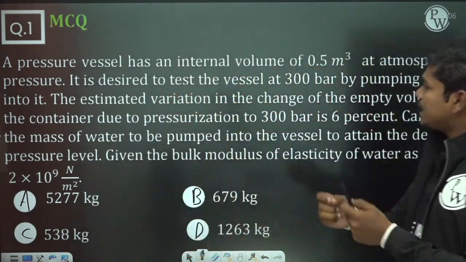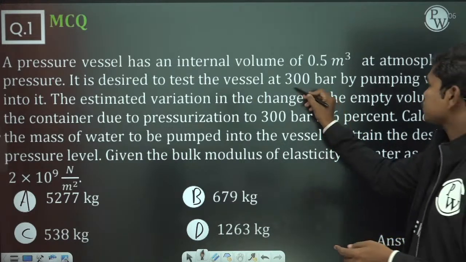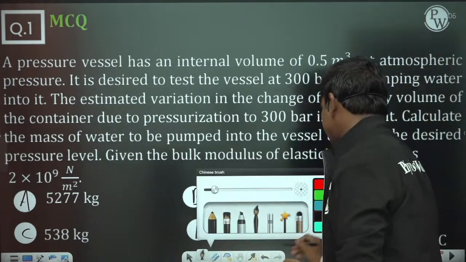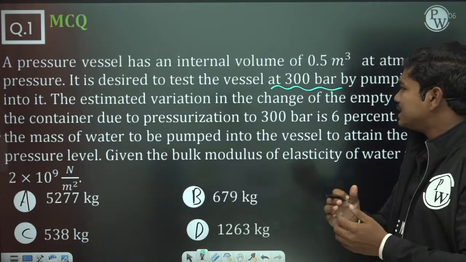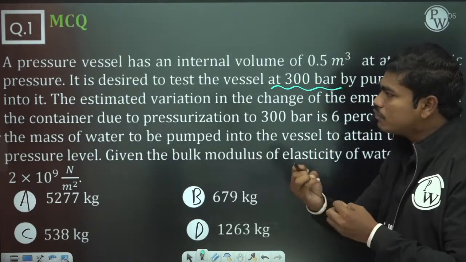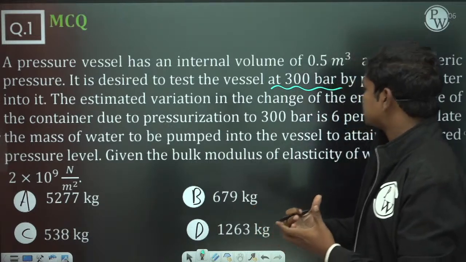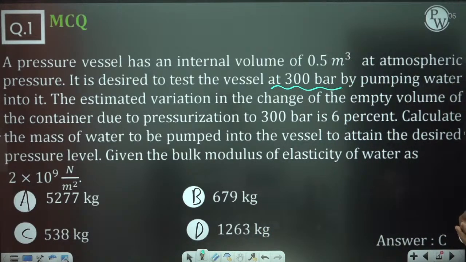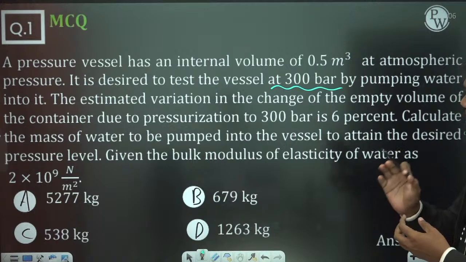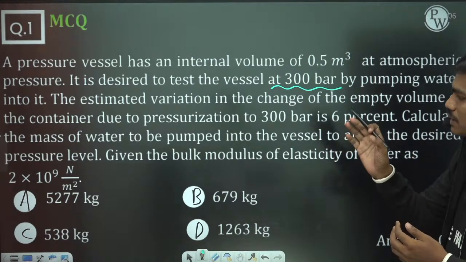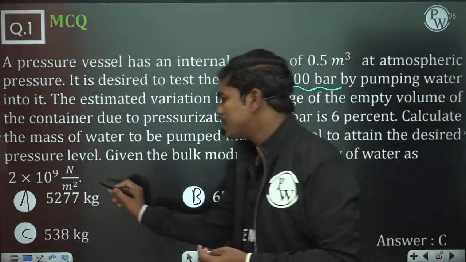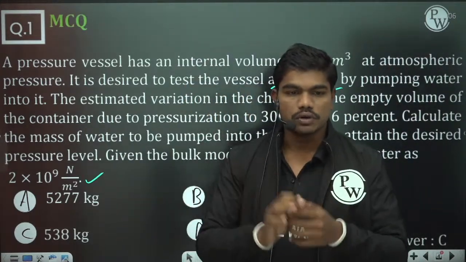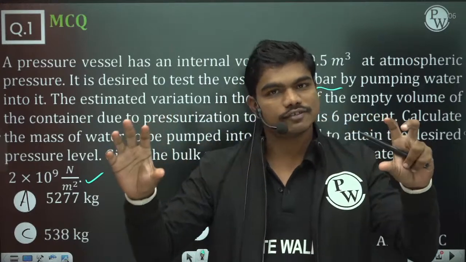Now it is desired to test the vessel at 300 bar by pumping water into it. The estimated variation in the change of the empty volume of the container due to pressurization to 300 bar is 6%. Calculate the mass of the water to be pumped into the vessel to attain the desired pressure level, given the bulk modulus of elasticity of water is 2×10⁹ newtons per meter square. Now look at what they are telling you. There is a pressure vessel, first of all.